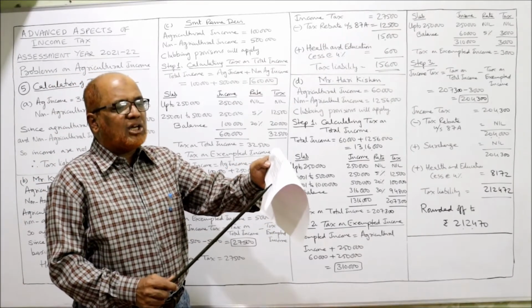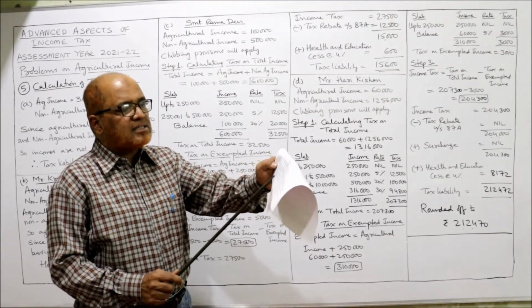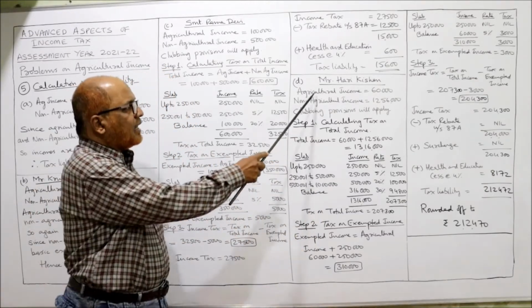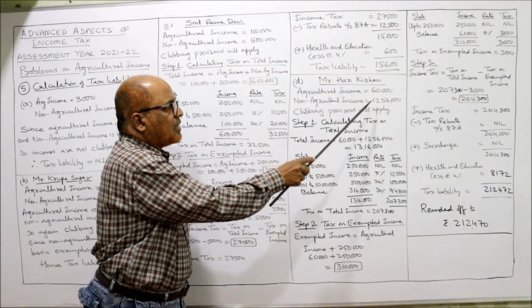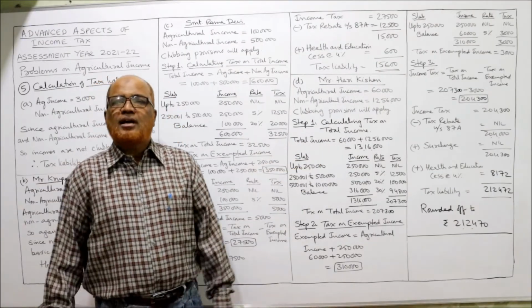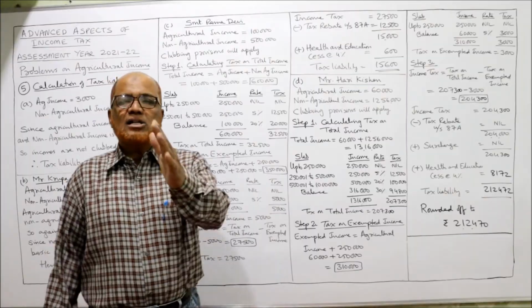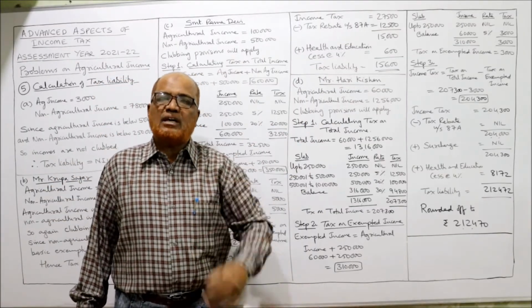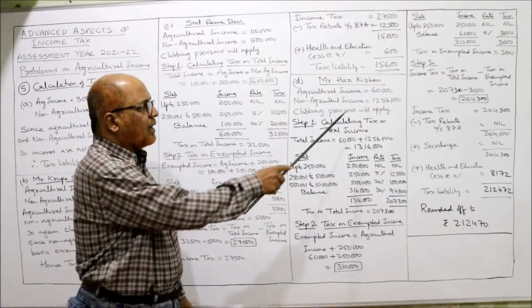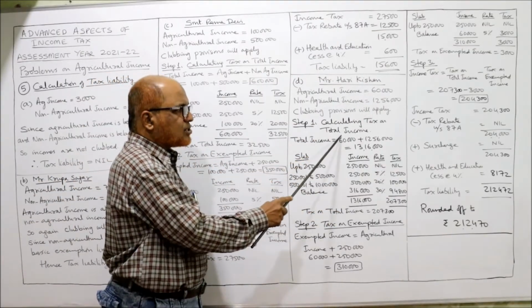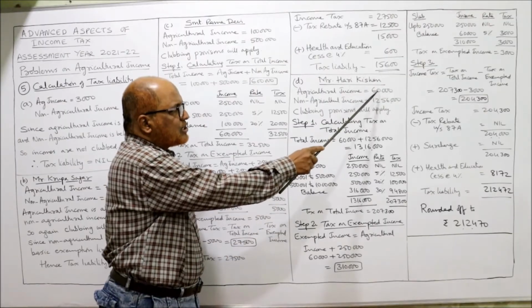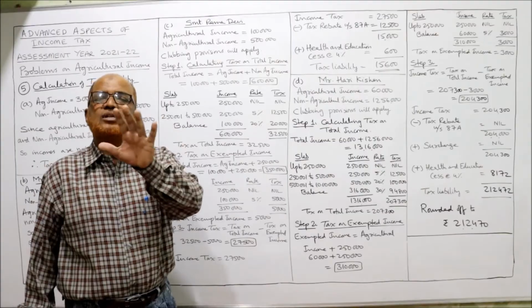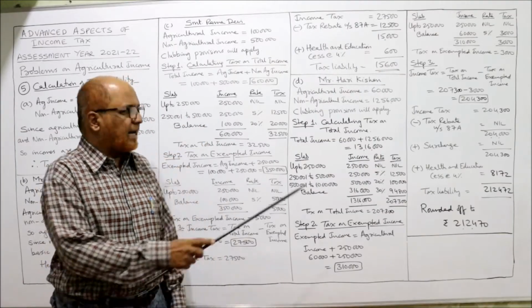Agricultural income of Mr. Hari Kishan is 60,000 and non-agricultural income is 12,56,000. Conditions are satisfied: agricultural income is more than 5,000 and non-agricultural income is more than 2,50,000. So clubbing, add up, and calculate tax on total income. Total income is 60,000 plus 12,56,000, which is 13,16,000. Now we calculate the tax.